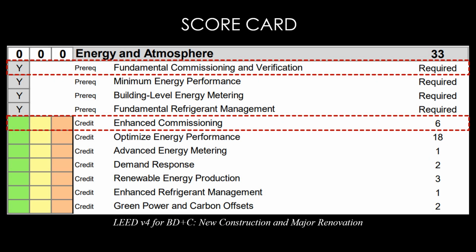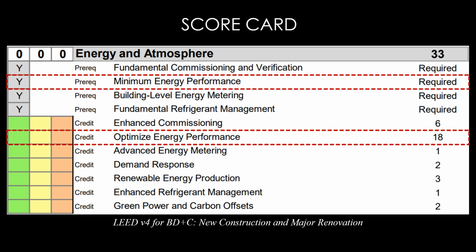Well, in the previous lecture, we have covered one prerequisite, that is fundamental commissioning and verification, and its connected credit, that is enhanced commissioning. Those who want to know more about that can check the previous video. And in today's lecture, we will cover the next prerequisite and its connected credit. So we will be covering the minimum energy performance prerequisite and its connected credit, which is optimized energy performance, which holds the highest scores in this category, that is 18.